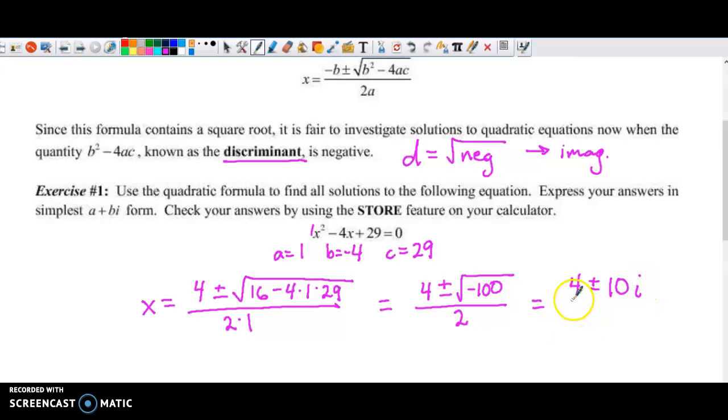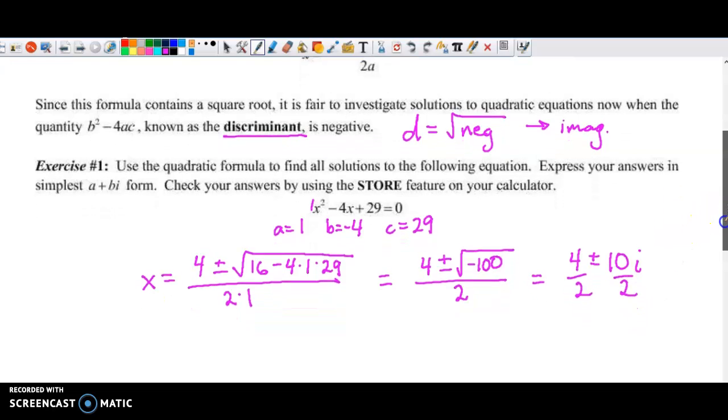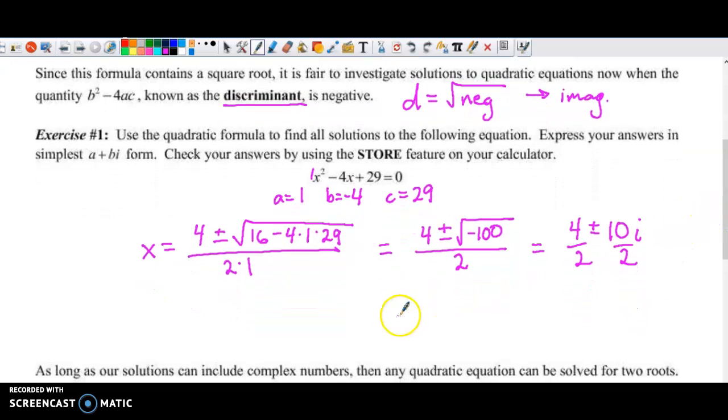And what I like to do is have students just divide each piece by 2. It makes the problem a little bit easier. And you get 2 plus or minus 5i. So what does that mean? You have two answers. One is 2 plus 5i, and the other is 2 minus 5i.